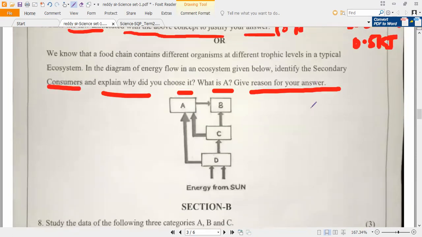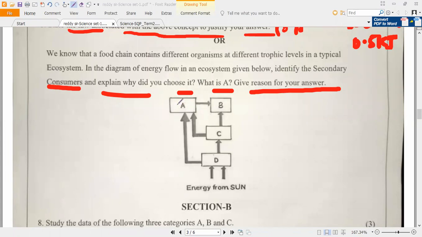Energy from the sun. Who is the secondary consumer? They are asking. So who will say? Who can identify the secondary consumer? Understand everybody, guys? And why have you chosen it as the secondary consumer? You can easily answer this question. It's not even a big deal. Please. So you might have noticed it.